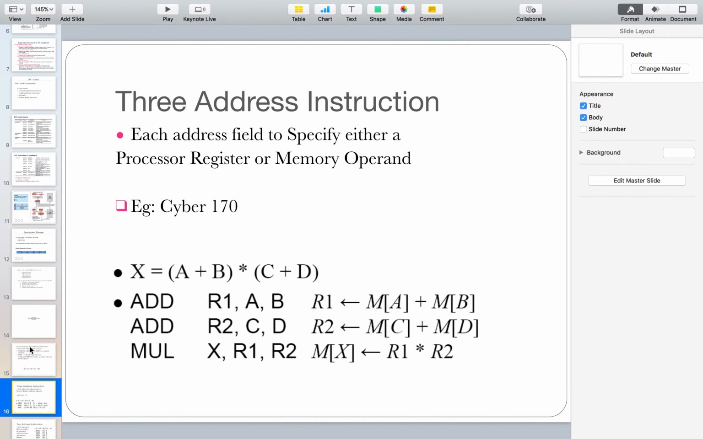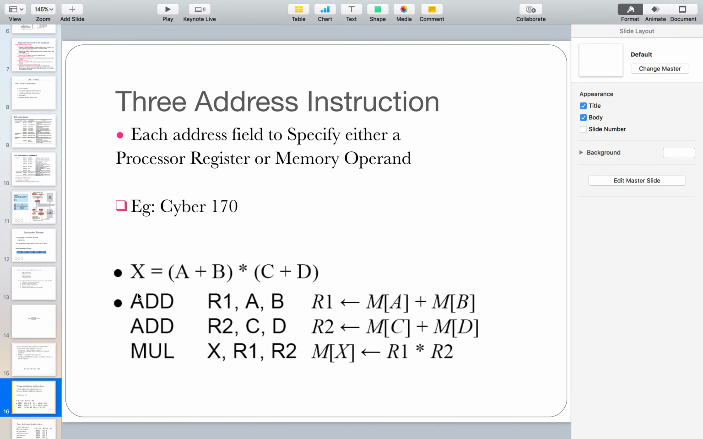So let me take this simple example. X is equal to (a plus b) star (c plus d). If I'm going to use 3 address instruction, which is basically I can use 3 registers, each address field specified to a particular processor register. So 3 address instruction means I can use 3 registers.